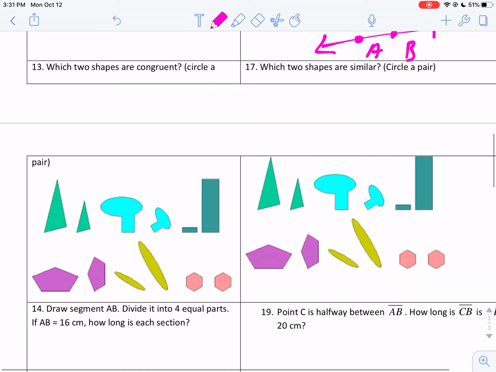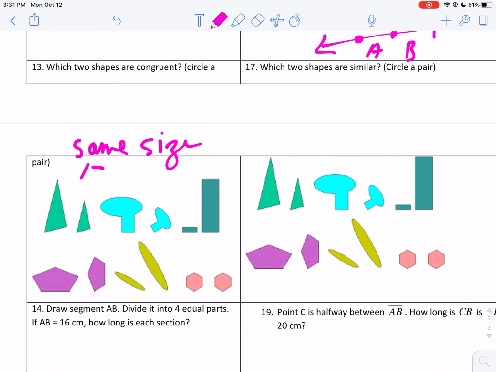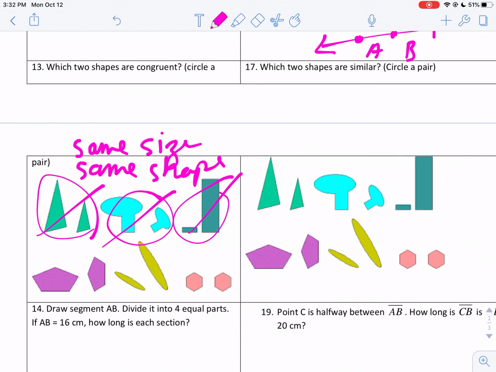Look at this one here, number 13. Which 2 shapes are congruent? Okay, so congruent is same size, same shape. So they have to be the same object and they have to be the same size. So if you look, these 2 objects are different sizes. These 2 are different sizes. The only 2 shapes that are of the same size is this one. They want you to circle it, so you should have circled it. I did not follow directions. Okay, there you go. I circled it.